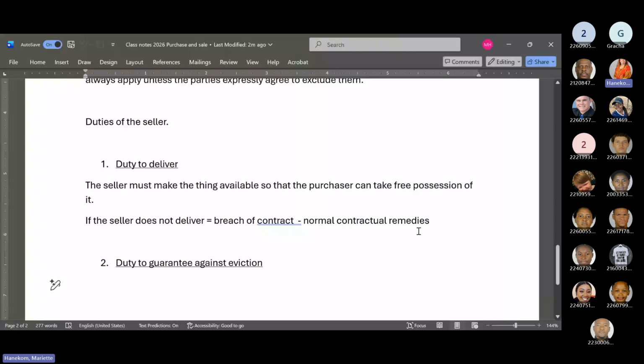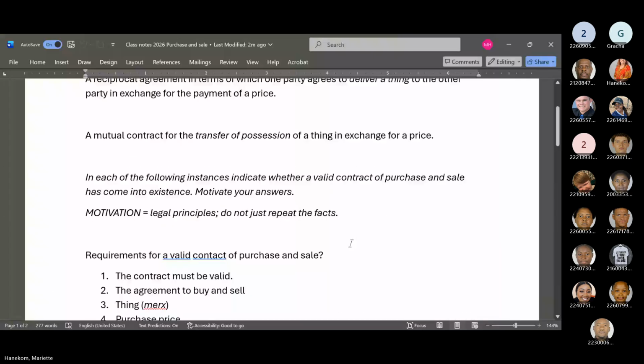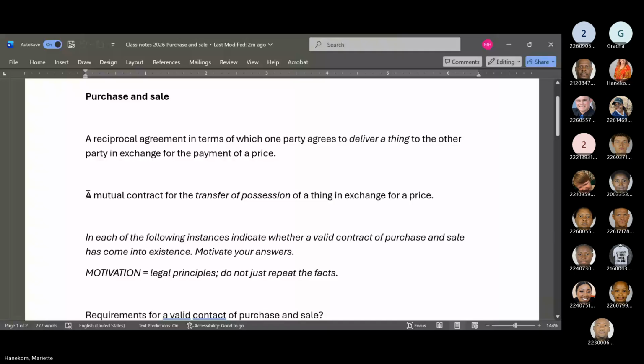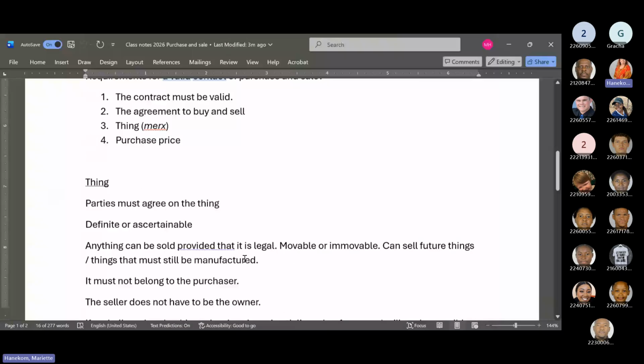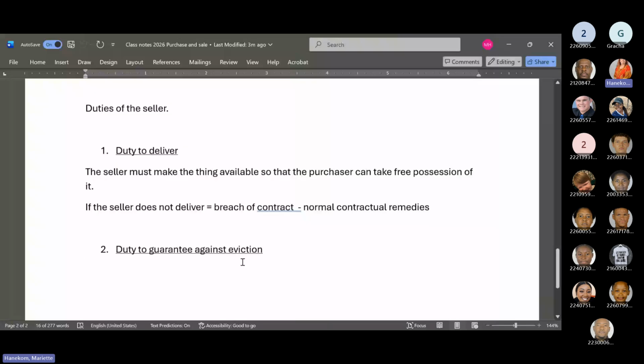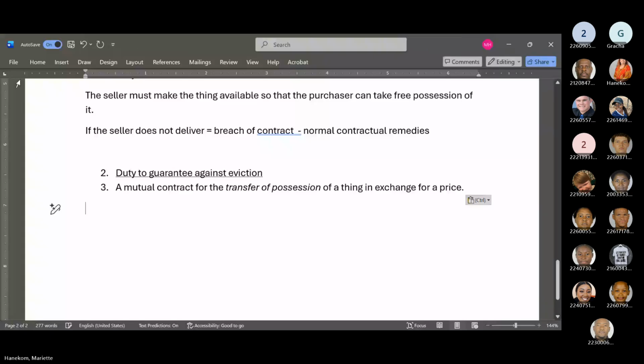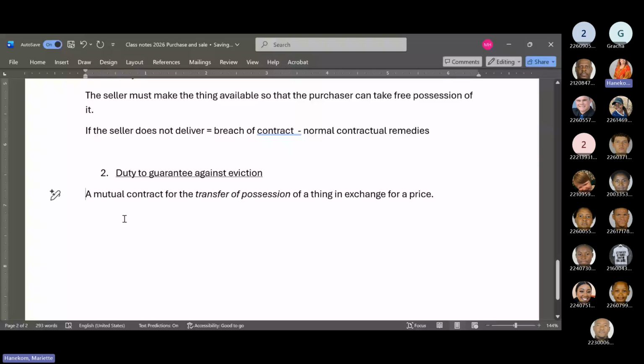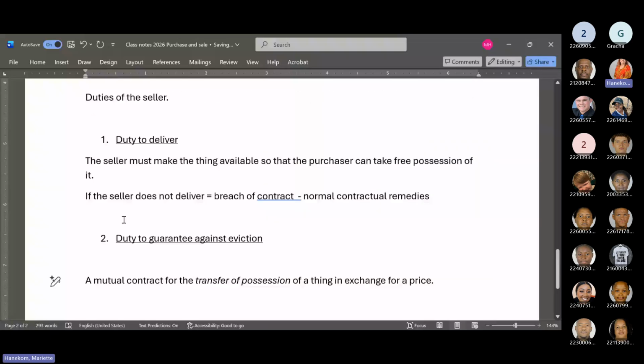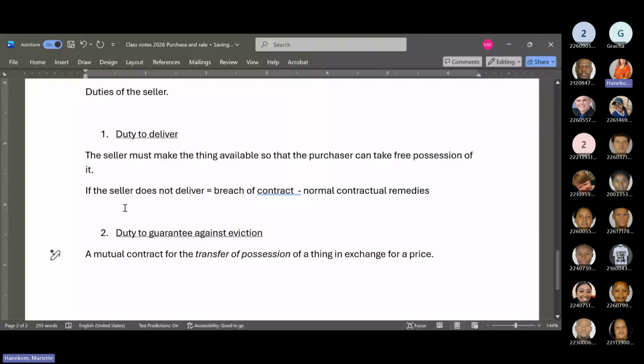Going back, reiterating again, a contract of purchase and sale is a contract to transfer possession, not a contract to transfer ownership. Ownership, in fact, is an incidentalia. It is an incidental result. It is not a natural legal consequence.